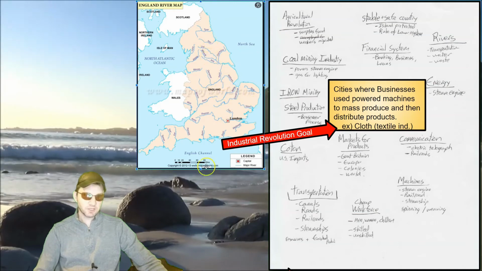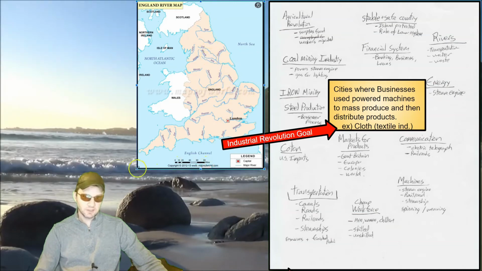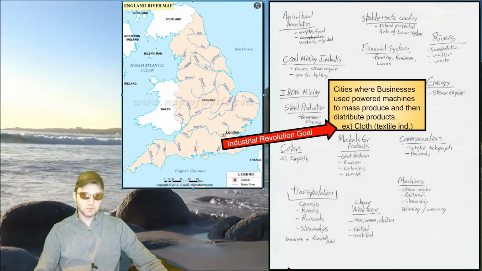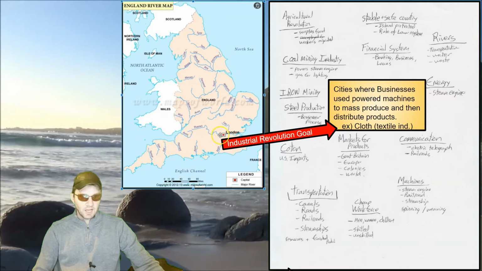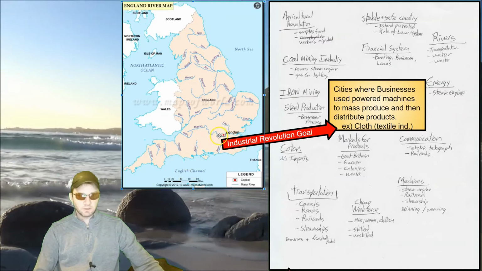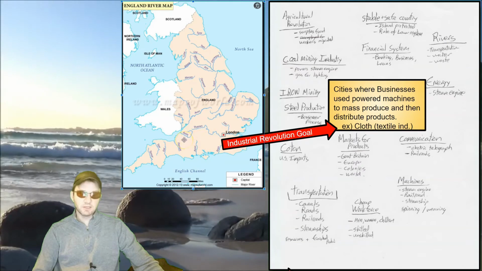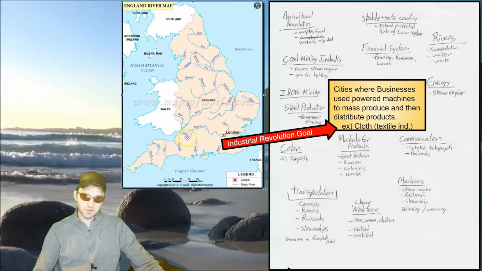And it's really interesting, by the way, when you look at the legend, Great Britain's not a huge place. I mean, what are we talking about? 200 miles across, something like that. It is the size of some of the states in the United States.